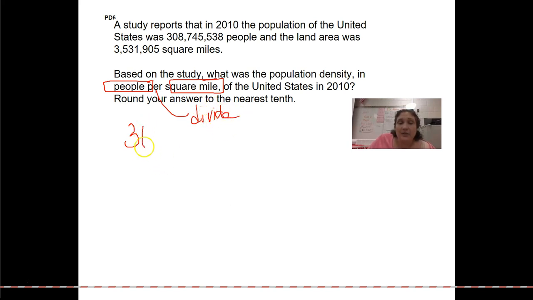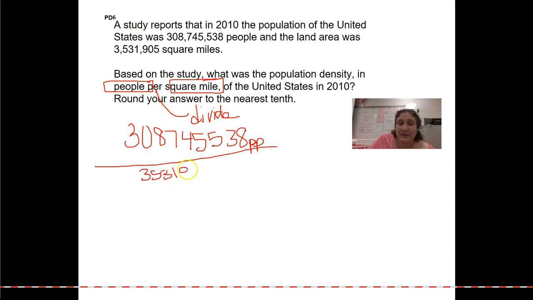So we've got all those numbers, 308,745,538 people divided by 3,531,905. The good news is if you had this question on your test, you'd probably just type it right into the calculator and not have to write it all down. That's our area, miles squared, and now we're going to type in the calculator.